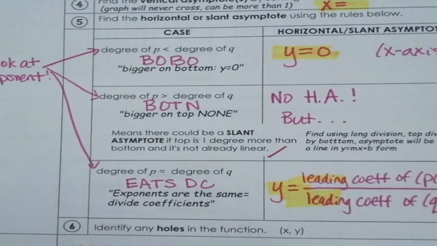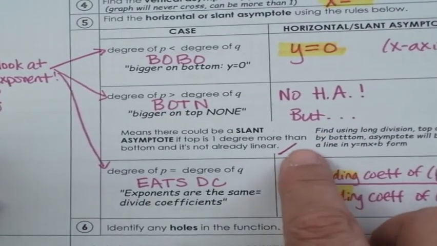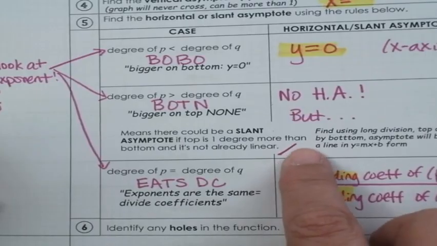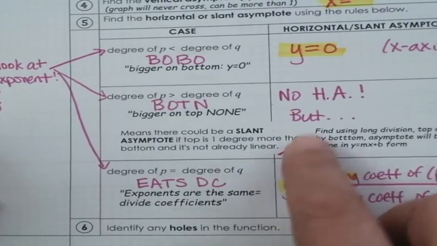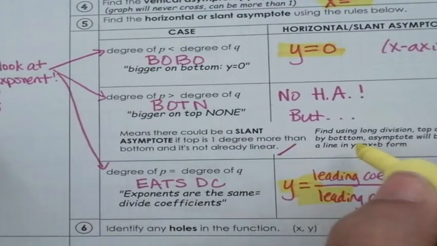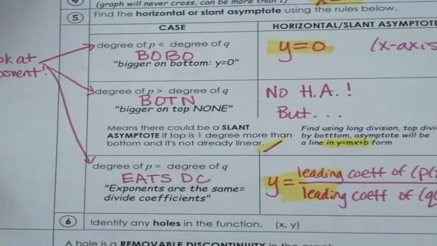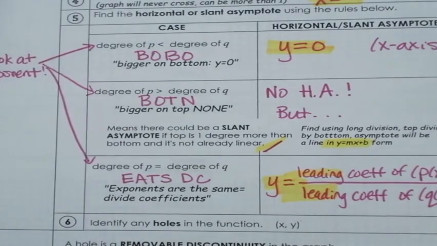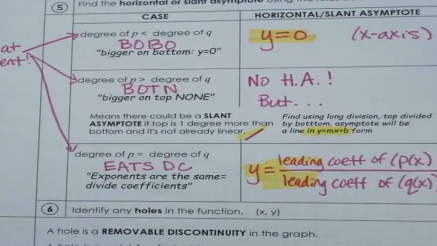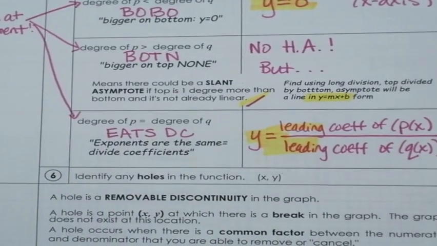And we're going to find them by using long division. Okay? And we'll do some of that together on Friday. So when we do find a slant asymptote, it's going to be a line, like y equals mx plus b. So instead of x equals for vertical, y equals for horizontal, it could be a line, y equals mx plus b. So it's still a y equals, but it could be a line with a slope. Okay, so 3 cases for the horizontal asymptote. Bobo, Botten, EATS, DC.